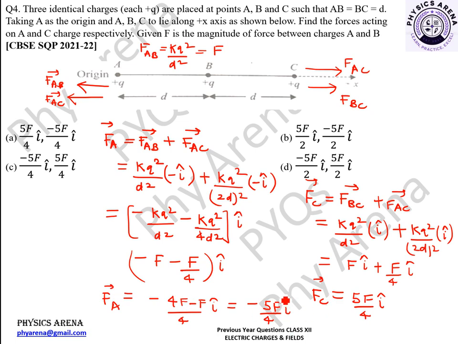So from the given options, I can say that there's 5f upon 4 i cap and minus 5f upon 4 i cap. Sorry, option A is not correct. Option C is correct. Why so? Because it is minus 5f upon 4 i cap, that is the force on A, and 5f upon 4 i cap, that is the force on the charge present at C. So option C is correct. Although magnitude wise A is correct, we need to take the sign into account as well. So option C is the correct answer.